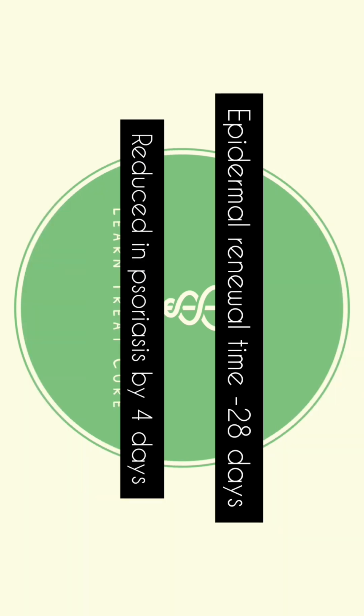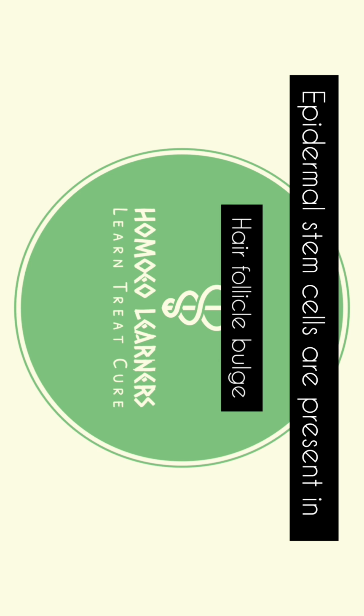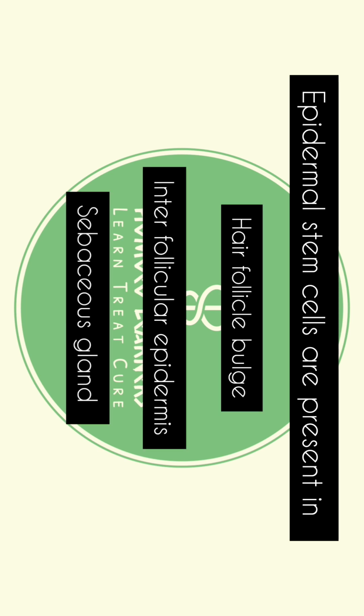The regular epidermal renewal time is about 28 days, and it is reduced to only 4 days in psoriasis. And the epidermal stem cells are in the hair follicle bulge, interfollicular epidermis, and sebaceous gland.